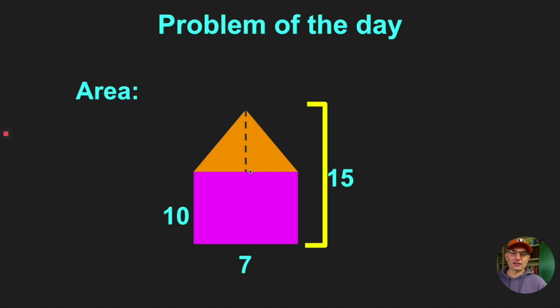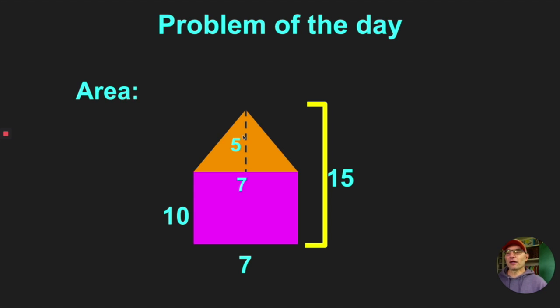So if this is 10, what is the height of the triangle going to be? Well, it's going to be 15 minus 10, so that's going to be 5. 15 minus 10 is 5. And the base is going to be the same. So if it's 7 down here, this is going to be 7 also.